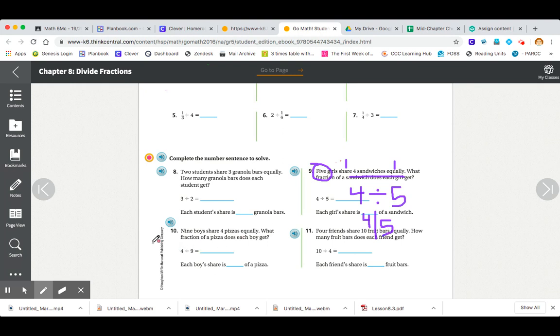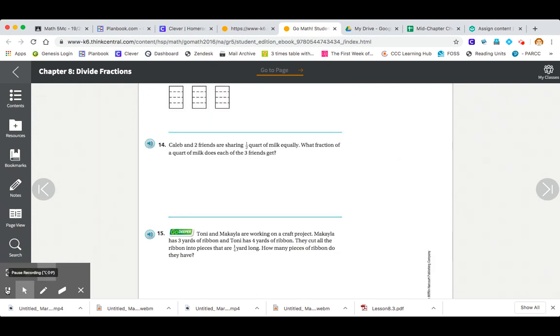Let's take a look at number 10. 9 boys share 4 pizzas equally. Same thing, we can't cut up the boys, we can cut up the pizza. So what fraction of the pizza does each boy get? We're taking the pizzas, in this case we have 4 of them, and we're dividing them up for 9 people. So 4 divided by 9, 4 ninths. Okay, sorry for that little snafu.